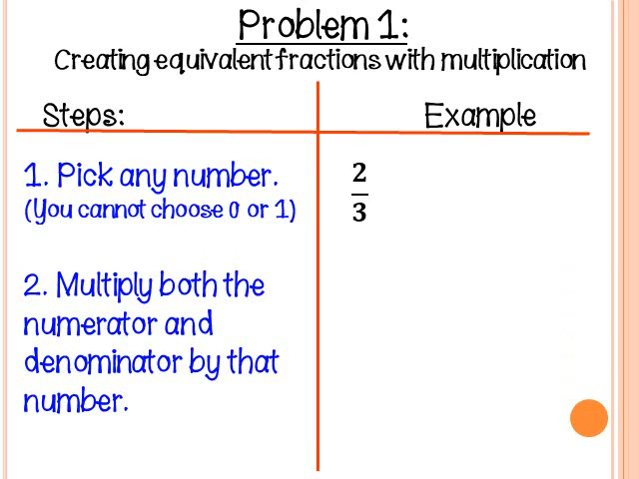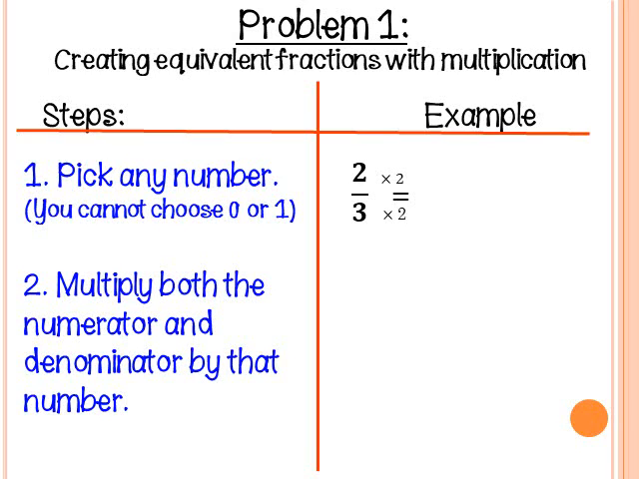Here's our example, 2/3. If I were going to pick a number, I'm going to pick a number that I can multiply very easily. And the numbers that I can multiply very easily are 2, 5, and 10. So if I'm going to pick 2, I would say I'm going to multiply 2 times 2 and 3 times 2. Because whatever you do to the top, you do to the bottom. Whatever you do to the bottom, you do to the top.